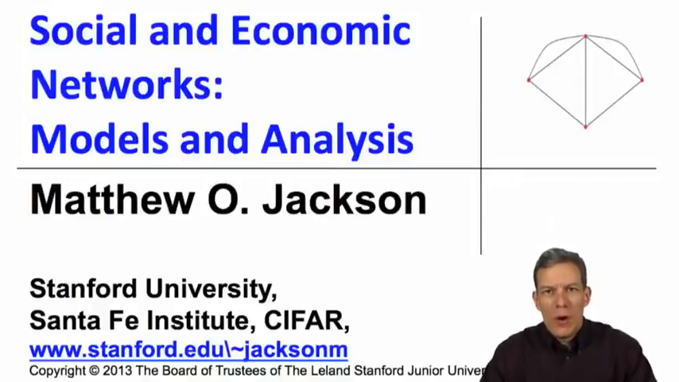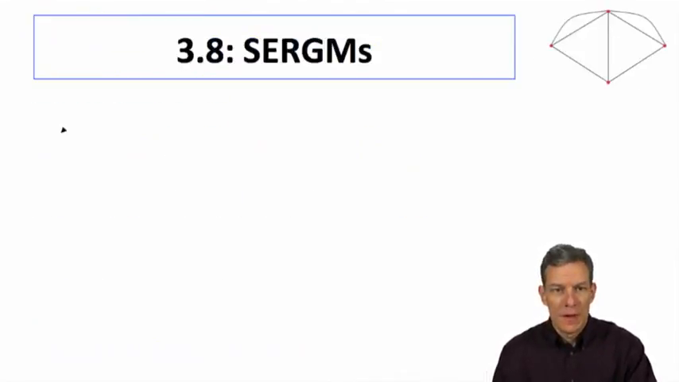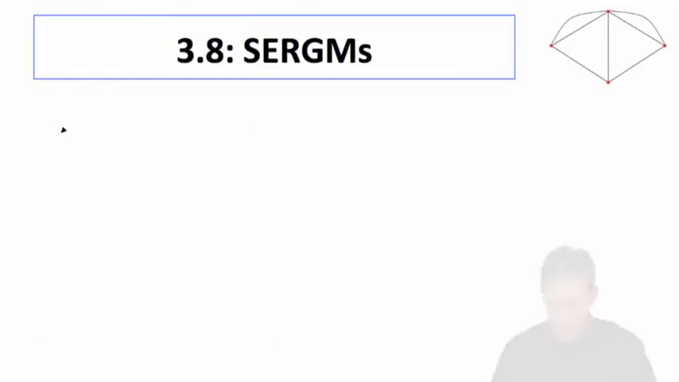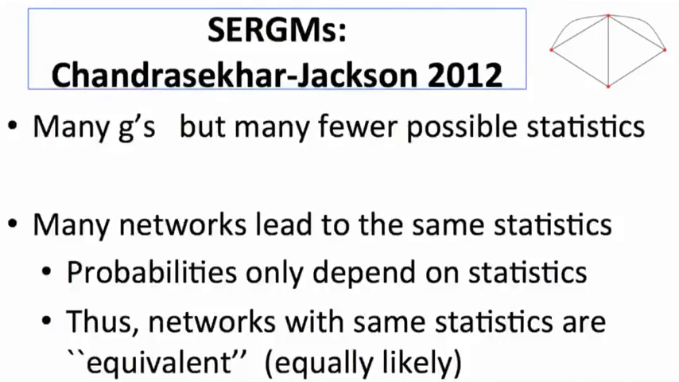So hi folks, let's talk about another class of exponential random graph models where we can say something about estimation and some techniques for developing models that are a little easier to estimate than the basic class. We'll call these SERGMs. This comes out of a paper that I've been working on for a while now with Arun Chandrasekhar. The idea here is a fairly simple observation that will allow us to save dramatically on computation and also do some nice statistical theorems.